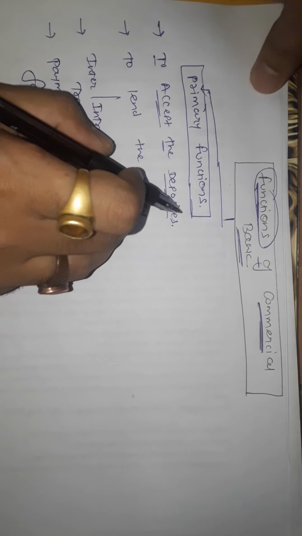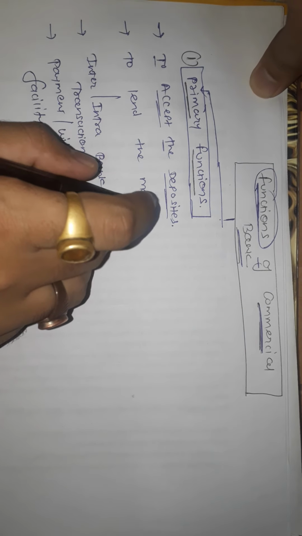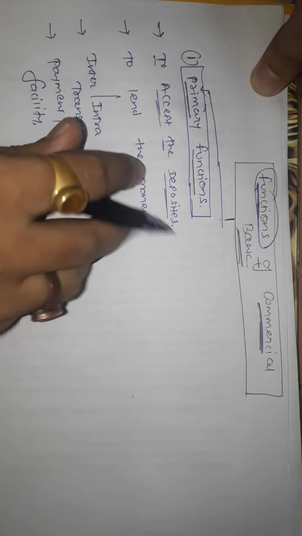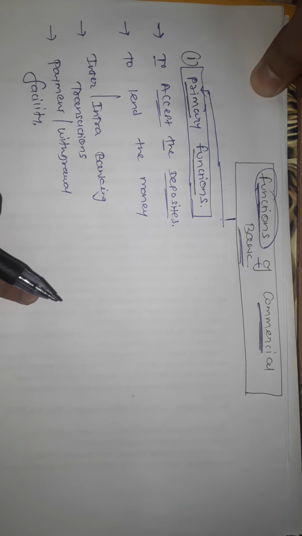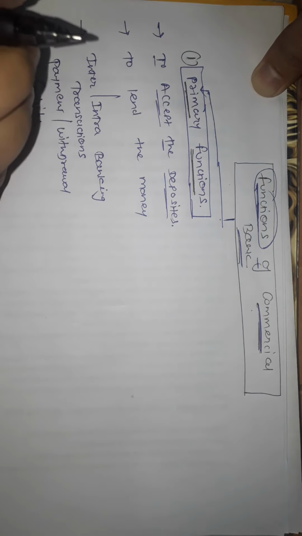Okay, so functions of commercial bank. Functions of commercial bank are divided into two parts. First one is the primary functions and the second one is the subsidiary functions, but those subsidiary functions I'm not going to explain to you in this video, right? I'll explain it to you in the upcoming video. Today we are just going to understand the primary functions performed by the commercial banks.